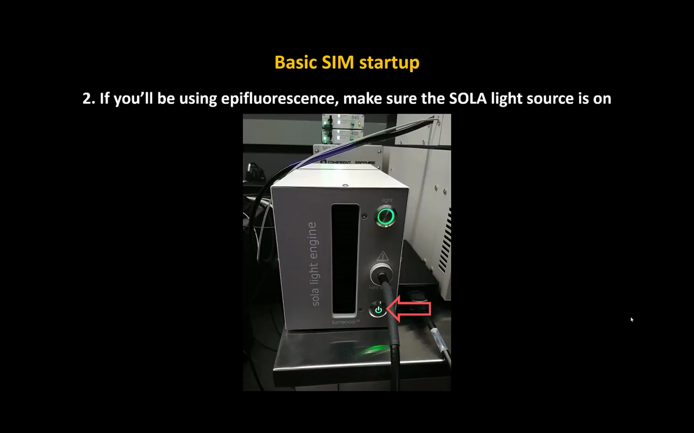Now, if you're going to be using epifluorescence, which I definitely use myself whenever I'm getting my sample into focus, you'll just want to make sure the solar light engine light source is actually on. It should be on by default whenever you come into the room, but just in case it's not, the power button is located where that red arrow is, and you'll just want to go ahead and turn that on.